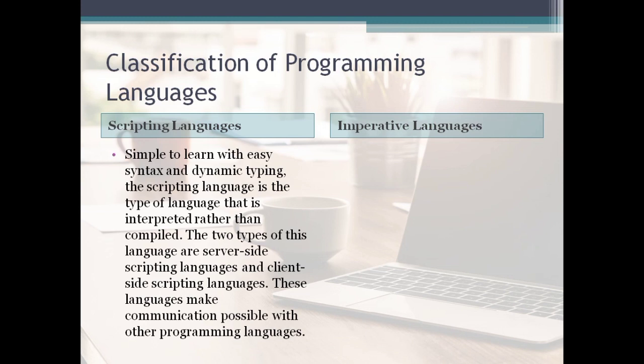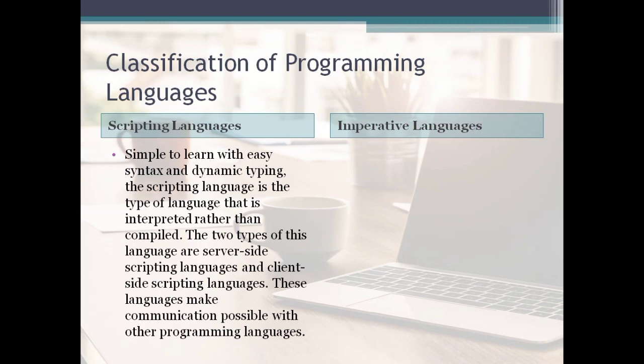The scripting language is the type of language that is interpreted rather than compiled. The two types of this language are server-side scripting language and client-side scripting languages. These languages make communication possible with the other programming language. So let me make it understood and clear.